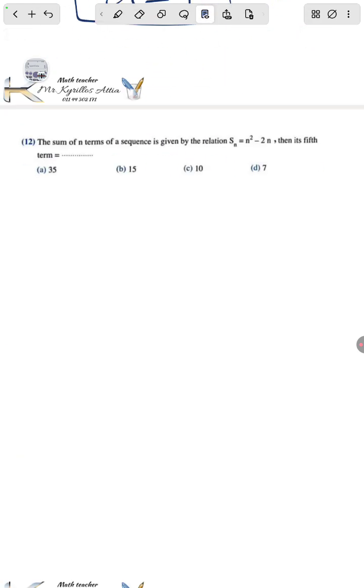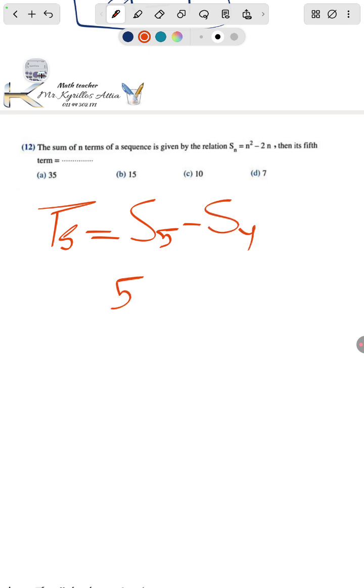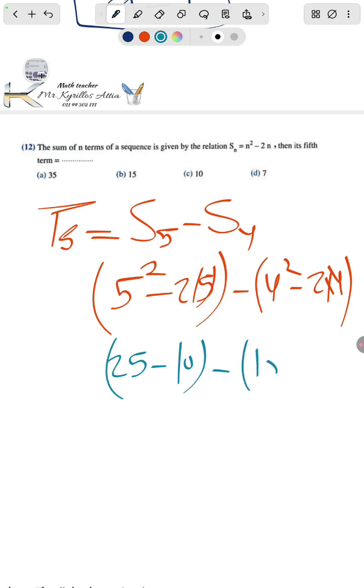The sum of n terms of a sequence is given by the relation Sn equals n power 2 minus 2n. Find the fifth term. The fifth term will be t5 equals s5 minus s4. s5 will be 5 power 2 minus 2 times 5, minus s4, which will be 4 power 2 minus 2 times 4. 5 power 2 is 25 minus 10, and here 16 minus 8.